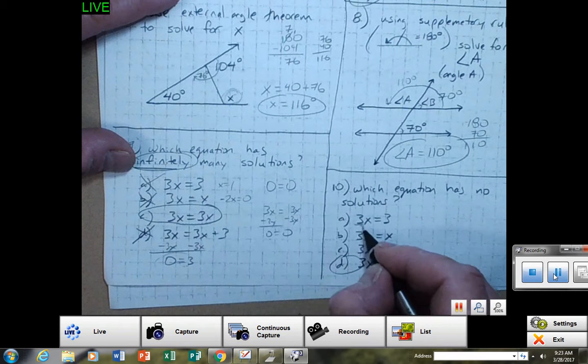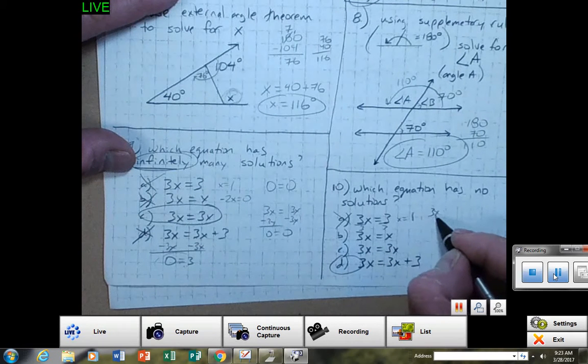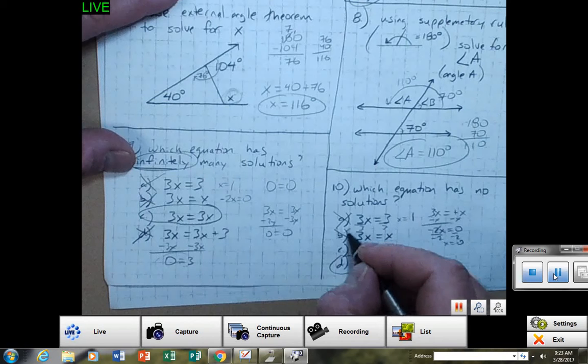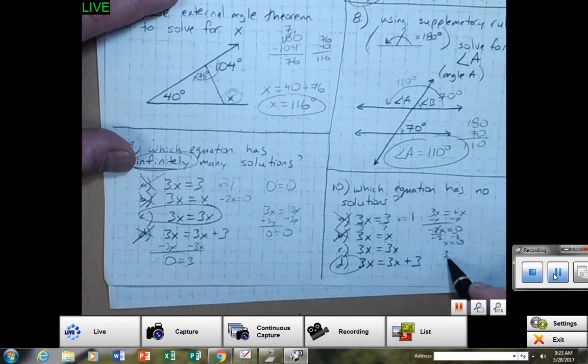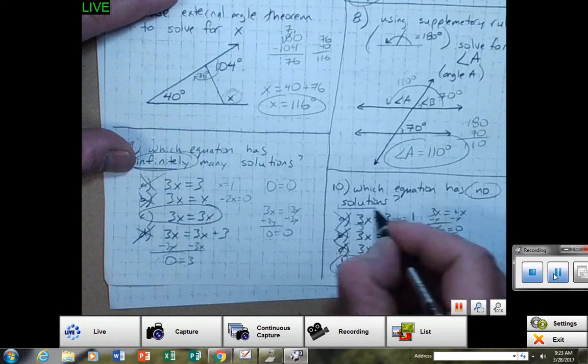Again, this one gives me an answer for x. This one right here also gives me an answer for x. Even though it's a little bit harder, I would subtract x on both sides and left with negative 2x equals 0, then divide by negative 2, which gives me x equals 0, so it's not that one. This one right here, if I was to solve it by subtracting 3x on both sides, that would give me 0 equals 0. That's the infinite solution one. This is the only one, if I take away 3x, I get 0 equals 3. That is that untrue statement. So this is the only one that shows no solutions.